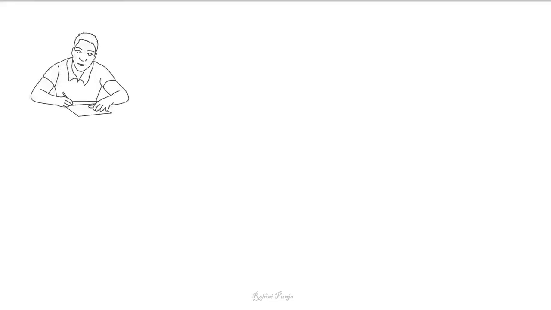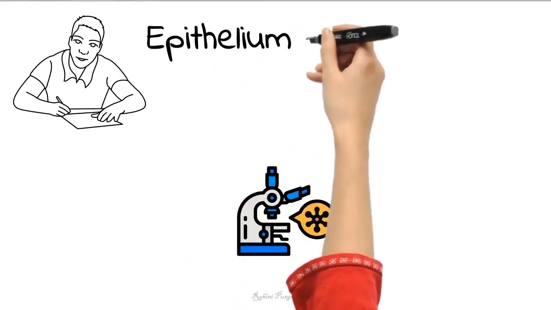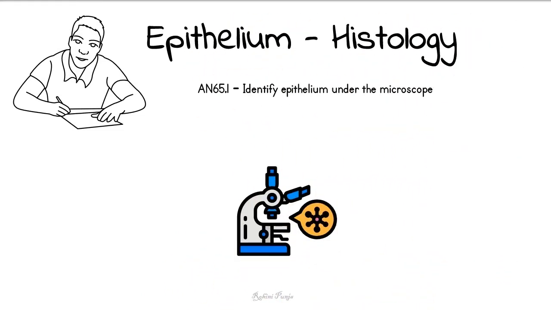This video will help you to learn to draw the various types of epithelial lining that covers the external surface of the body and line the internal cavities and organs.